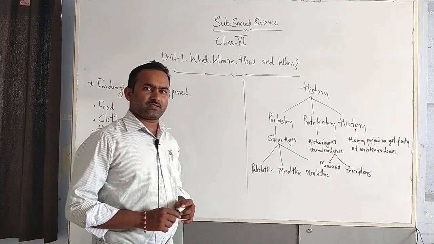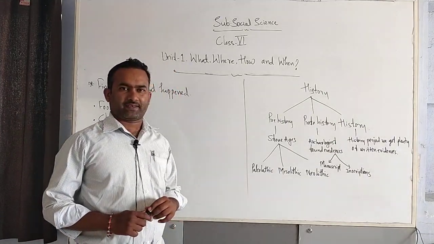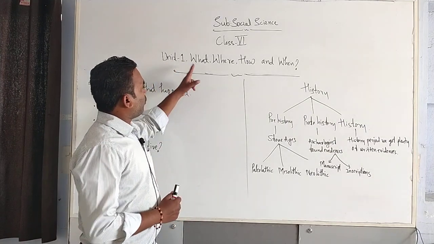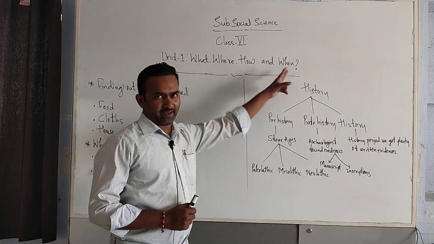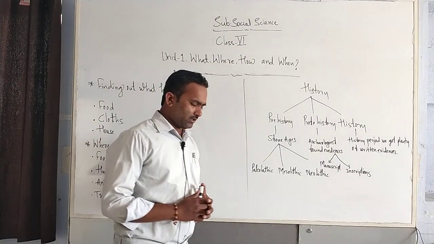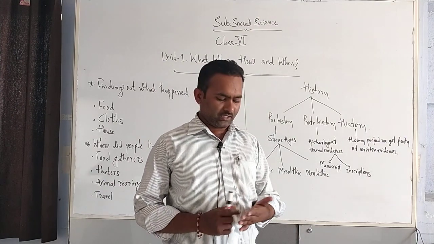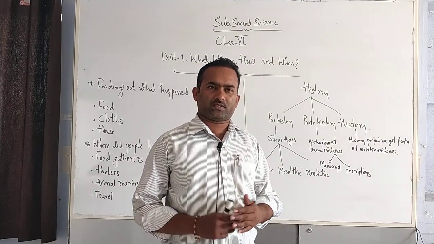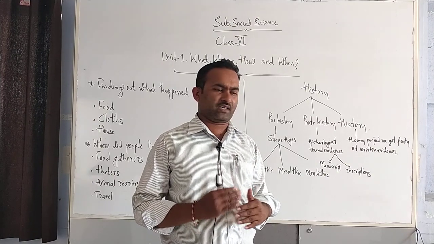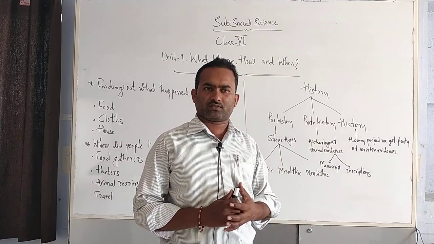So let us go to start unit number 1: What, where, how, and when. So this is unit number 1. I will tell you there are a total of 12 lessons in 6th standard. In the first term we complete 6 lessons, and in the second term we have to complete 6 lessons.